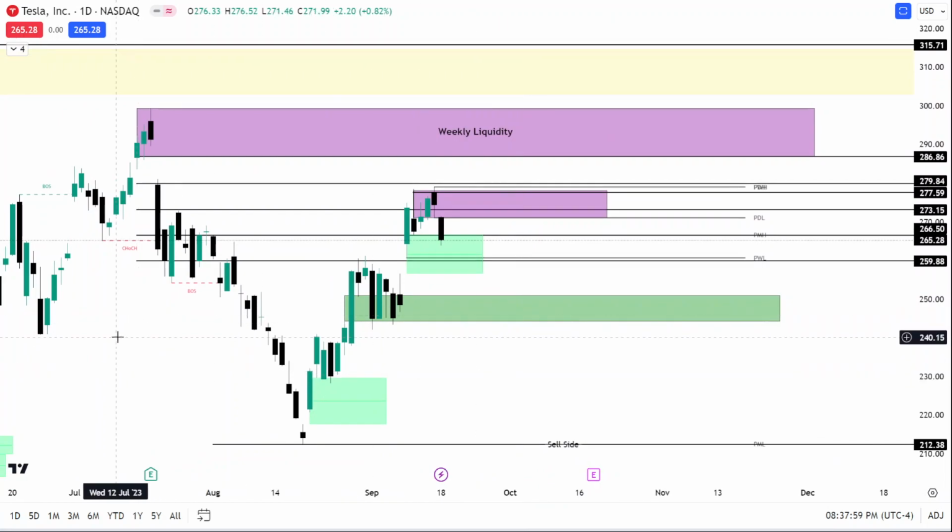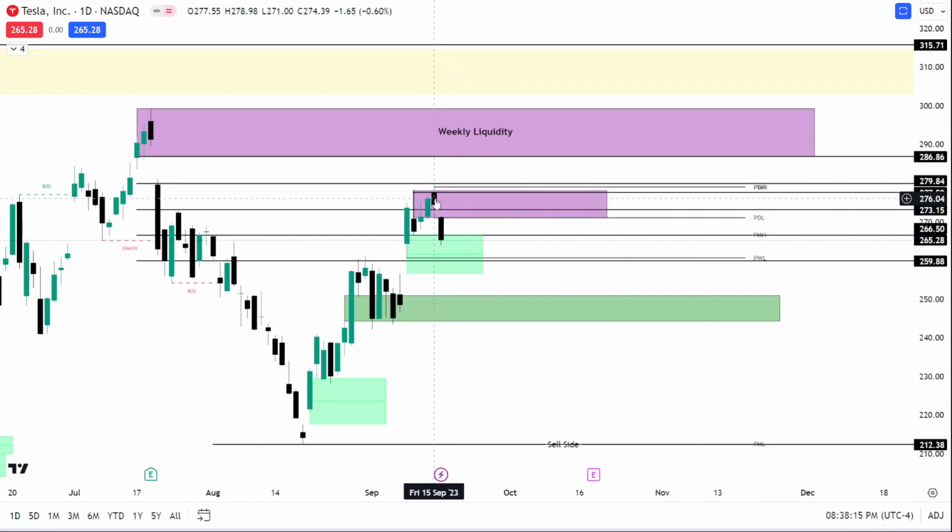Okay, I went ahead and took some of the other indicators off so that we can just have a more clean chart. We're going to look at some of the levels that we have. We're going to look at where price came from, where price went to today, and where price might go here in the future. So let's start off by looking at where we came from yesterday.